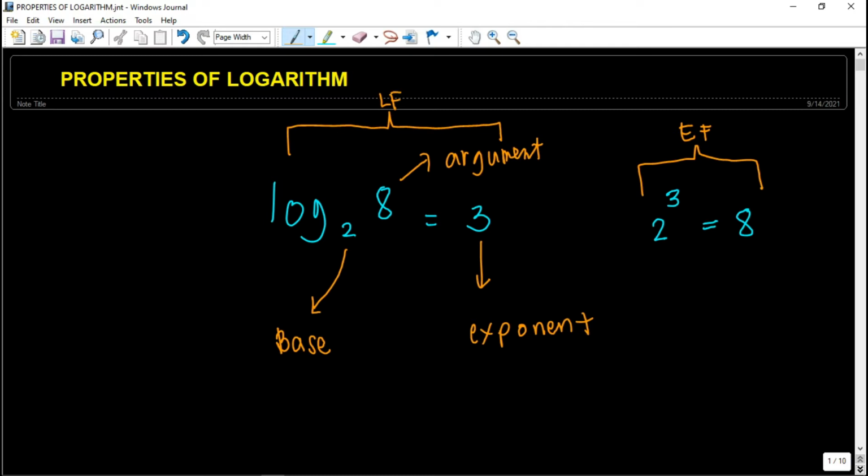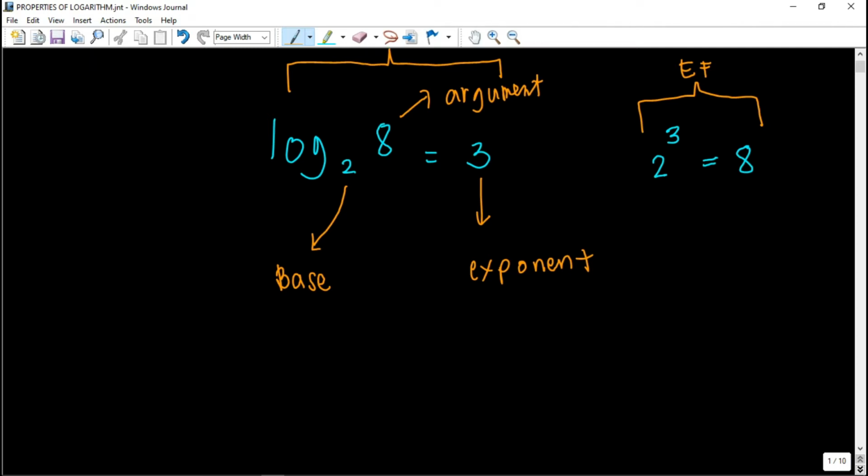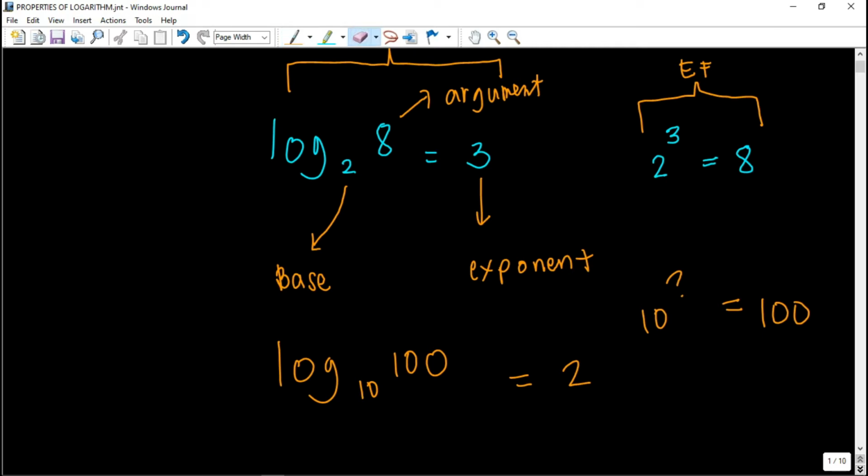So here, this is what we call the logarithm. This is the general form of logarithm. And under this, we have what we call the common logarithm. When you say common logarithm, this is the logarithm with base 10. So, the logarithm of base 10 of, let's say, 100. This is just equivalent to 2, because what should be the exponent of 10 in order for us to get this argument 100? That is 10 squared. So 10 squared is equal to 100.